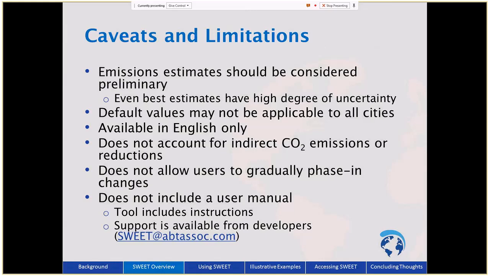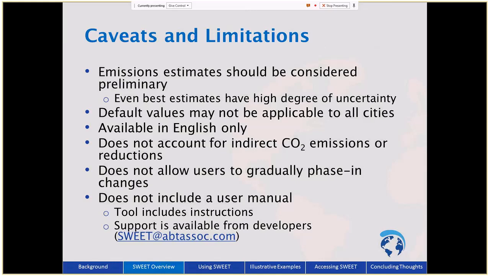Right now, the tool does not allow users to gradually phase in changes. So if you want to model a gradual conversion of your collection fleet from diesel trucks to CNG trucks, the tool cannot do that right now. What it can do is allow you to instantly flip a switch and change from diesel to CNG at a year of your choosing, but you cannot gradually phase in that change. Again, that's something we're thinking about for future versions of this tool.